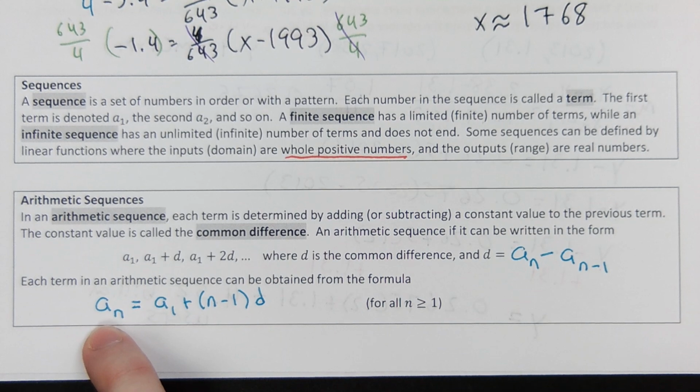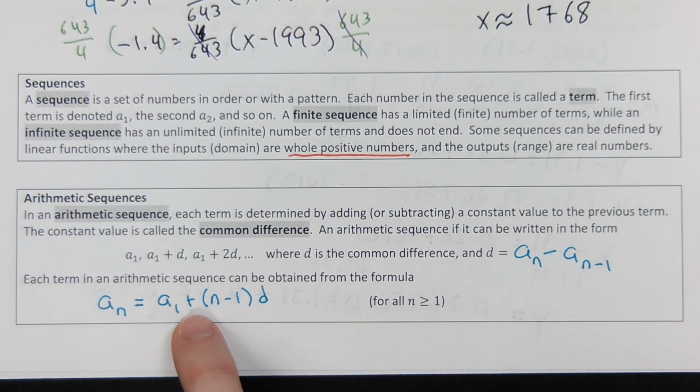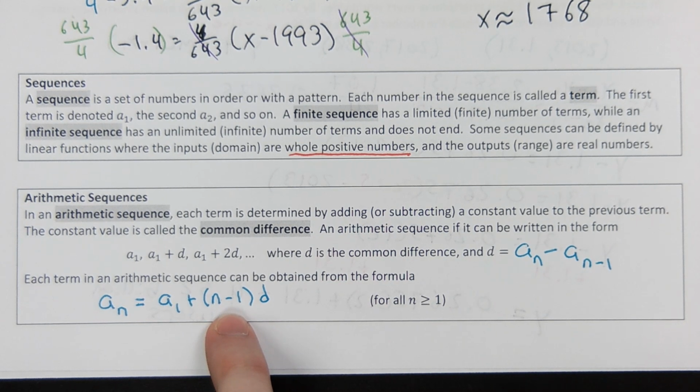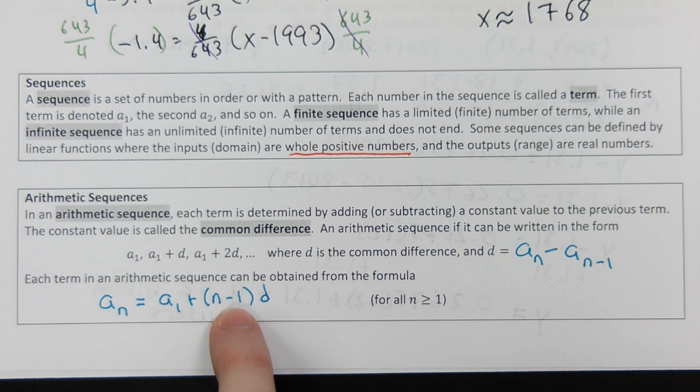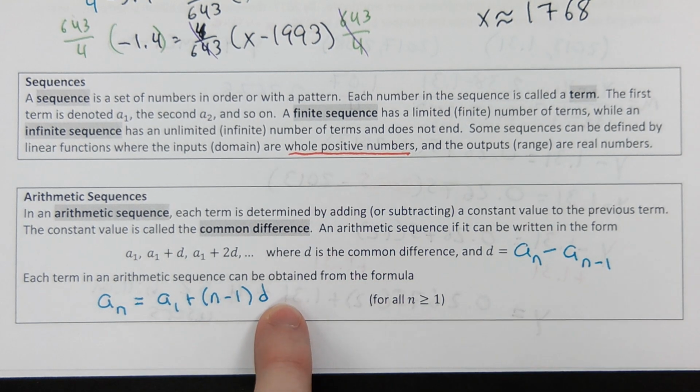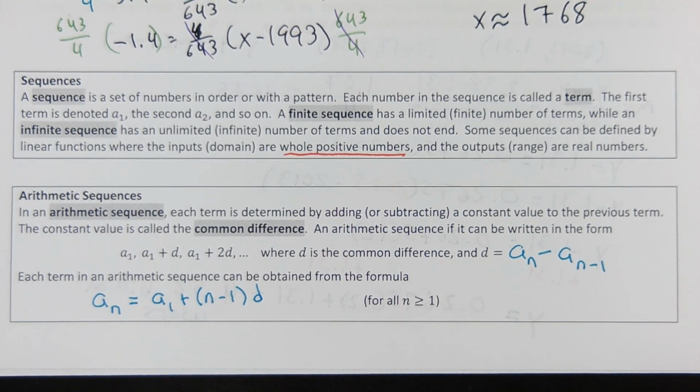Any general term, a sub n, meaning we don't know what term number it is, can be found by taking the first term and adding n minus 1 common differences. So whatever the term number is, take one away from it. You need that many common differences to be added to that first term. So if you're trying to find the 21st term, yeah, it's the first term plus 20 differences, just like that.